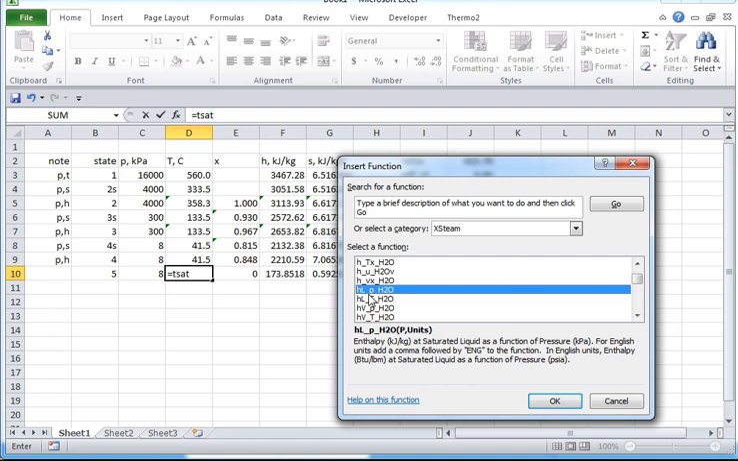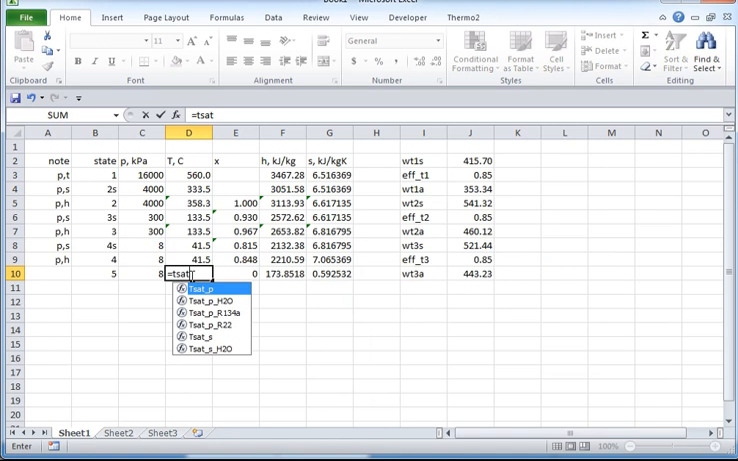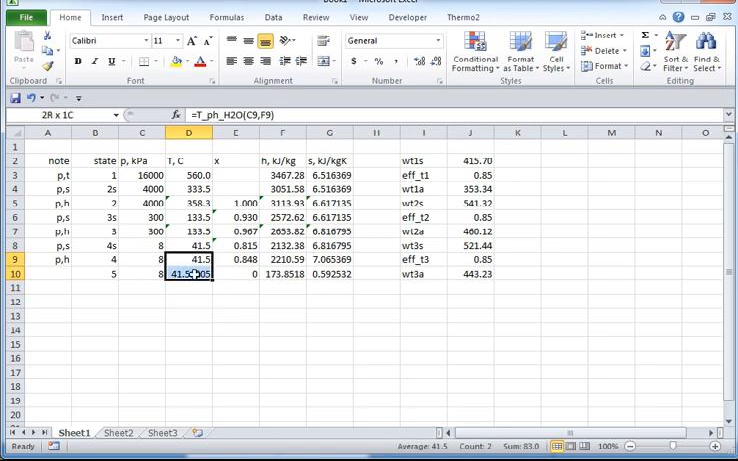Okay? So cancel. Let me finish this one out. TSAT, tab, at this pressure, close. So you notice that these three temperatures are the same value, aren't they? Does that make sense that they're all 41.5? On your TS diagram, they were all the same temperature. What about state? So this is a pressure and sat liquid.